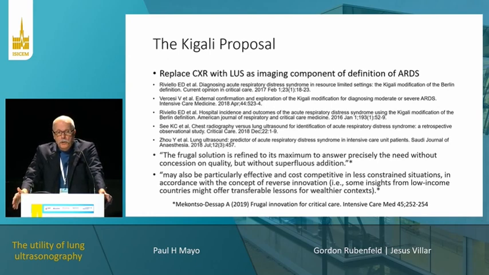Ultrasound is portable, cheap, repeatable, et cetera. So this is of particular interest to clinicians in these areas who have to use a frugal solution to everything they do. But Dr. Mekontso Dessap, in a great editorial in Intensive Care, reminds us that the frugal intensivist approach is easily and appropriately adaptable to the over-resourced area where we live, right?